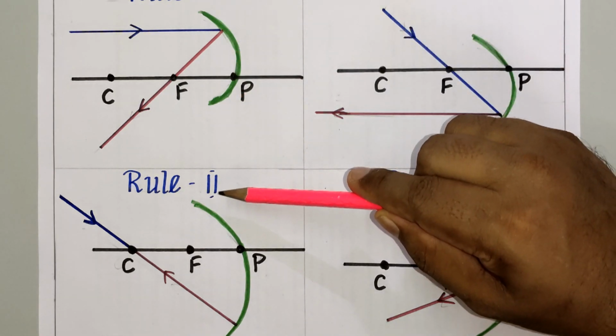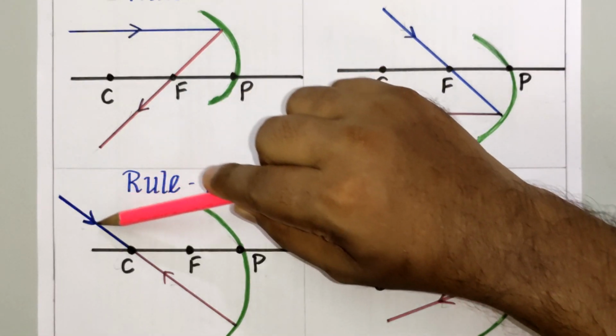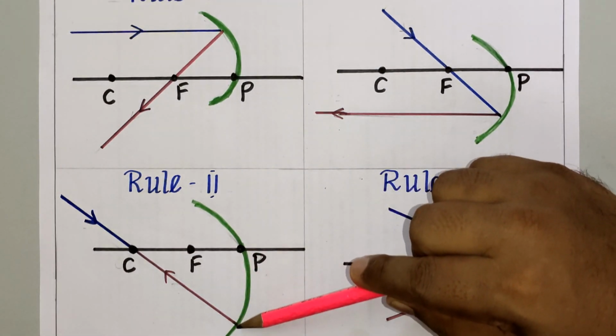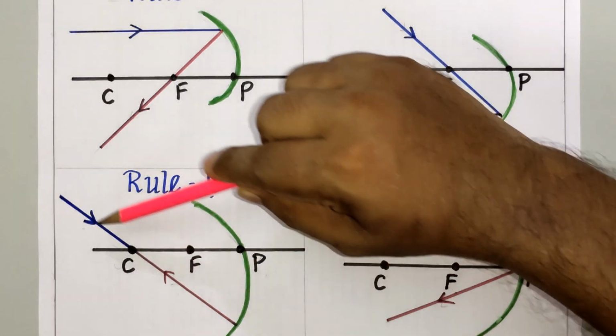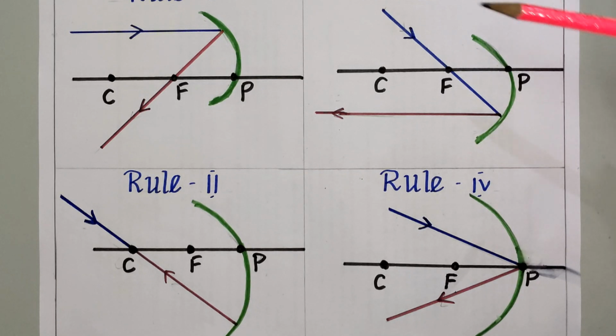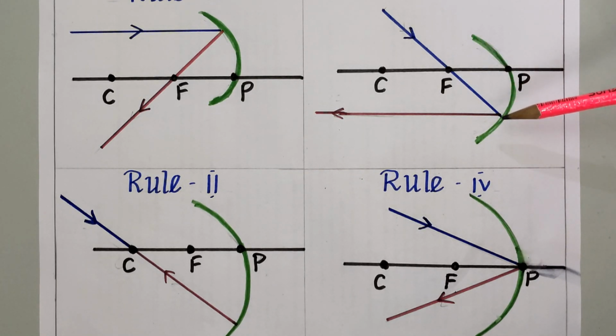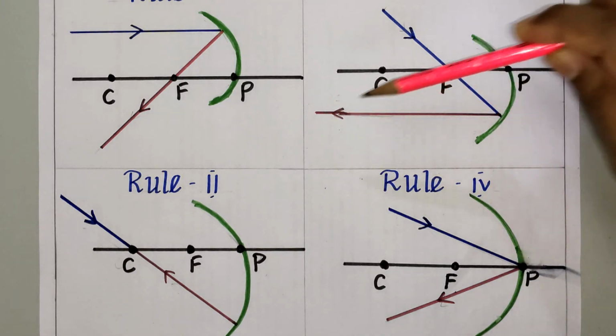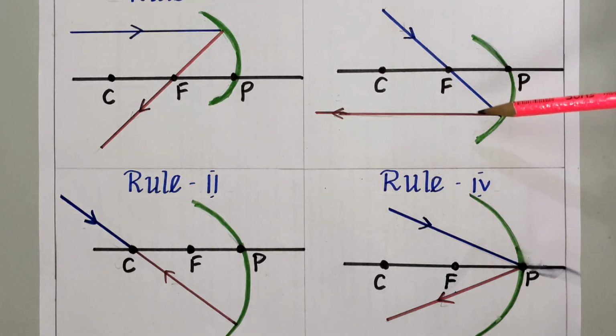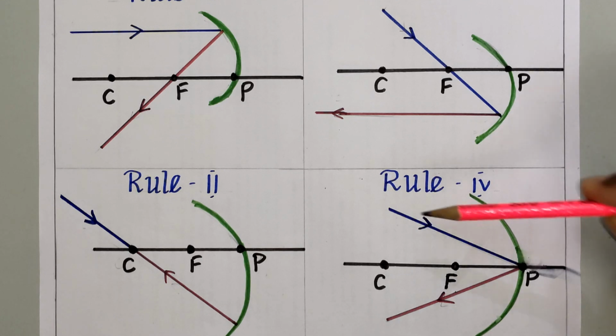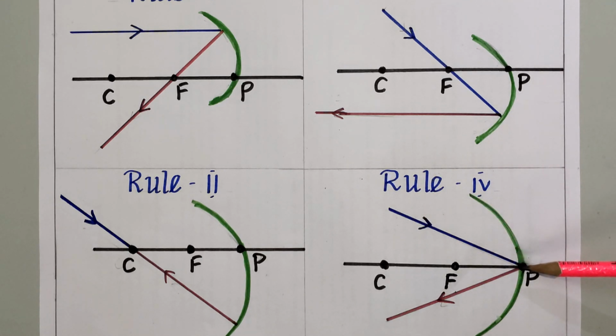Next, rule number 2. If the light passes through C, then it will reflect through C. Rule number 3. If the light passes through F, then the reflected ray is parallel to the principal axis. Rule number 4. If the light ray strikes the mirror at point P, then the reflected ray follows the law of reflection. It means i is equal to r.